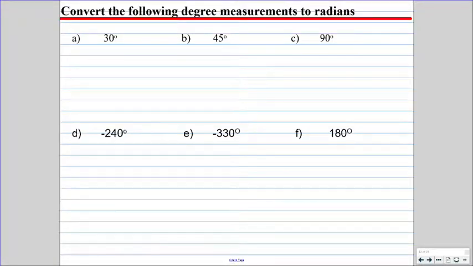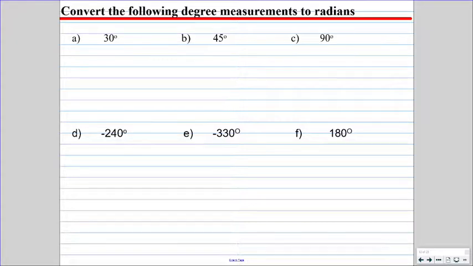Okay, so we want to convert between degrees and radians. The first set of problems we're going to do is converting degrees to radians, and then we'll go backwards in just a minute. I'll do some of these with you, and then I'll have you do some on your own before I give you the answers. Okay, so we want to convert the following degree measurements to radians. Now we're going to use what we know about radians, and then we'll come up with an easier way to convert in just a minute.